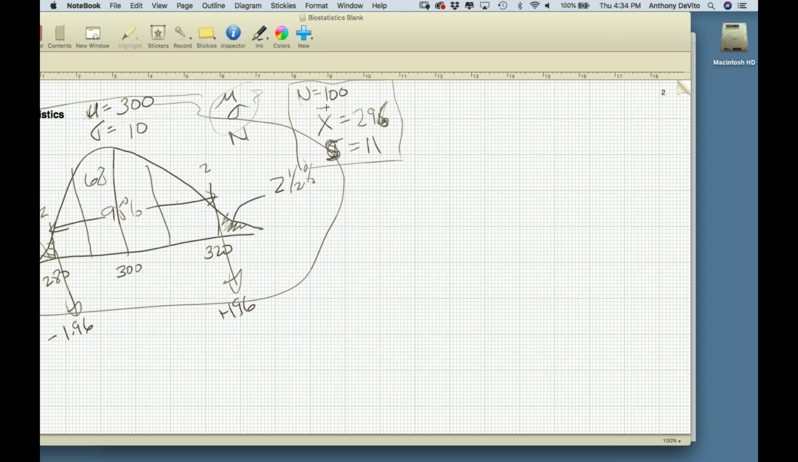Okay, so now the problem is that I don't actually know what these are, right? All I know is I got 296. I don't know if that's a good estimate or a bad estimate. I'm looking at this.